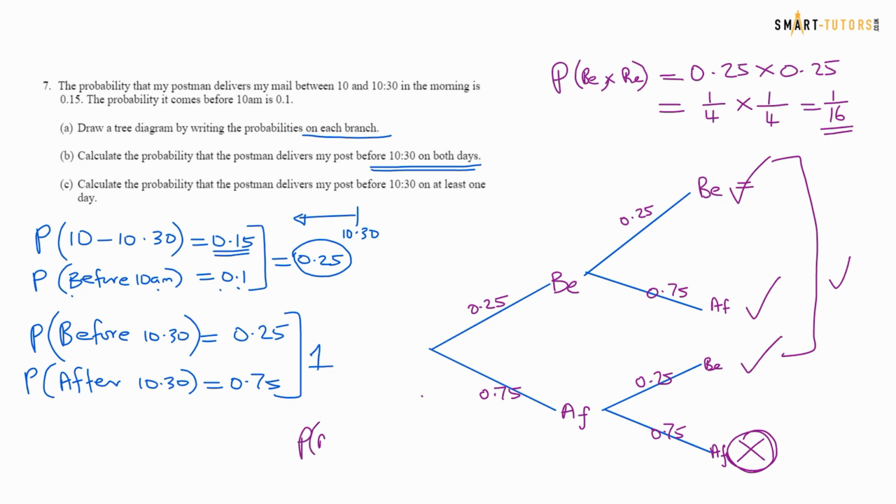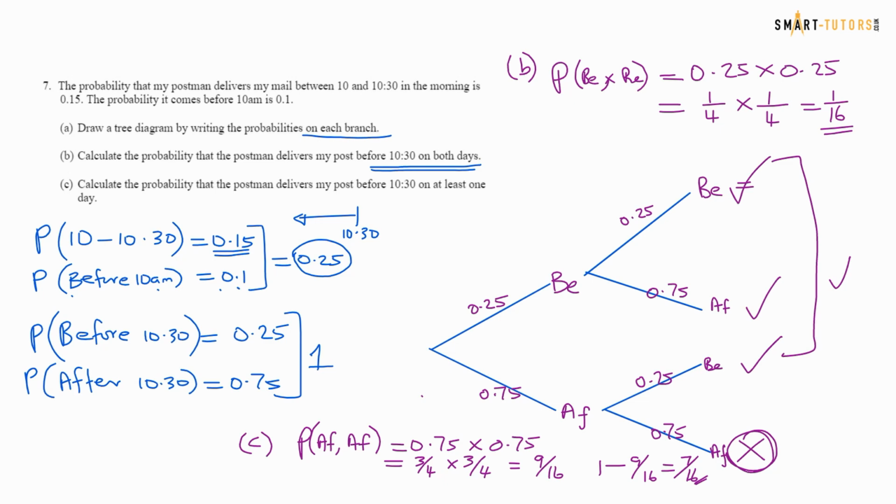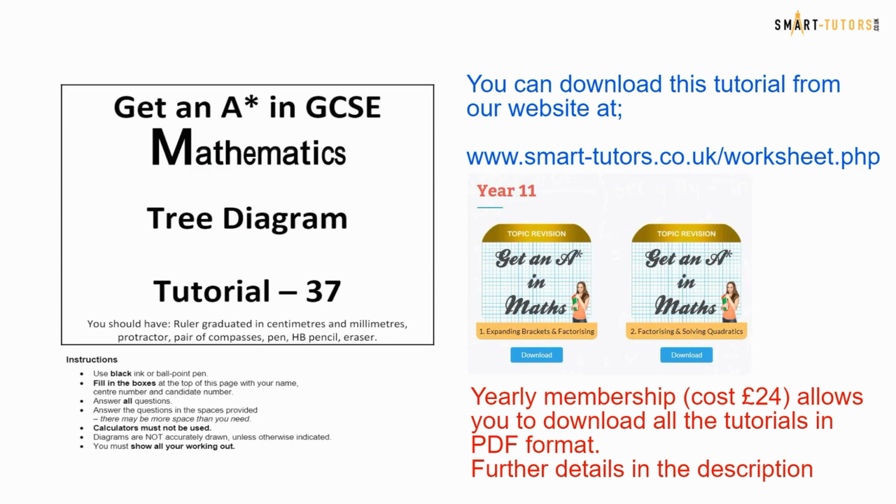So probability of after 10:30 is 0.75 times 0.75. I know the answer is 3 upon 4 times 3 upon 4, which is 9 upon 16. So take away from 1, 1 minus 9 upon 16 is going to be 7 upon 16. So that is the answer for the C part. So this is C part and this is B part, and the probability diagram is A part here. And that is the end of the tutorial.